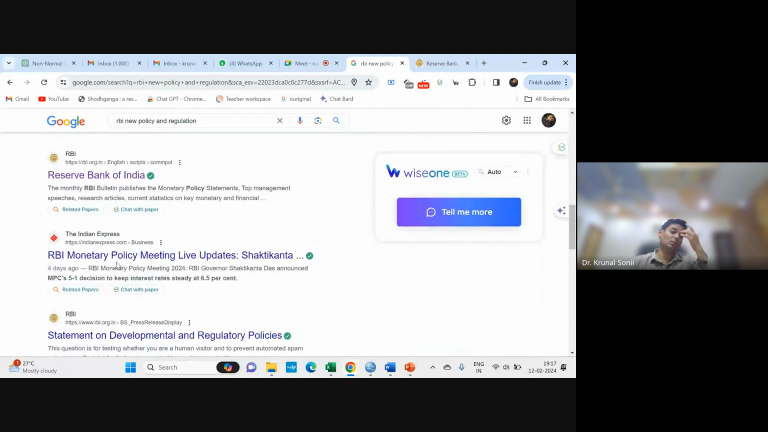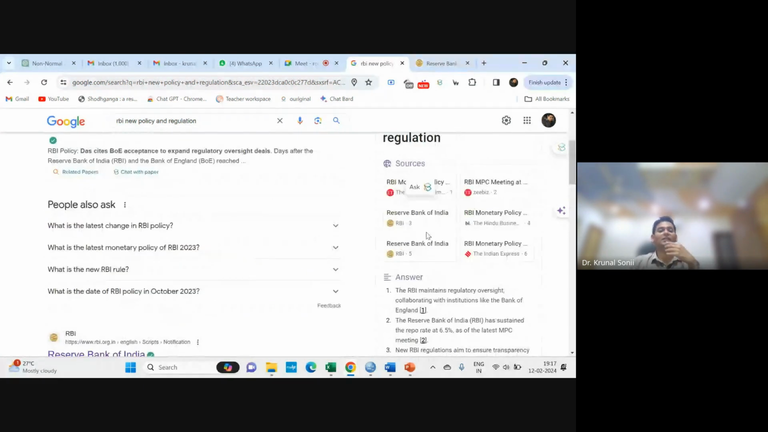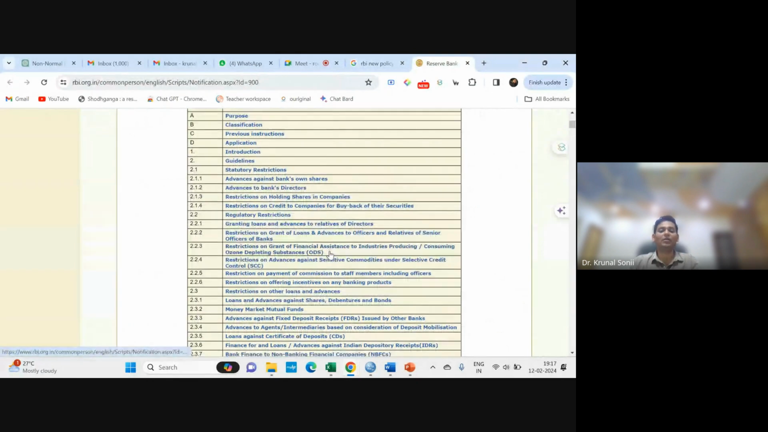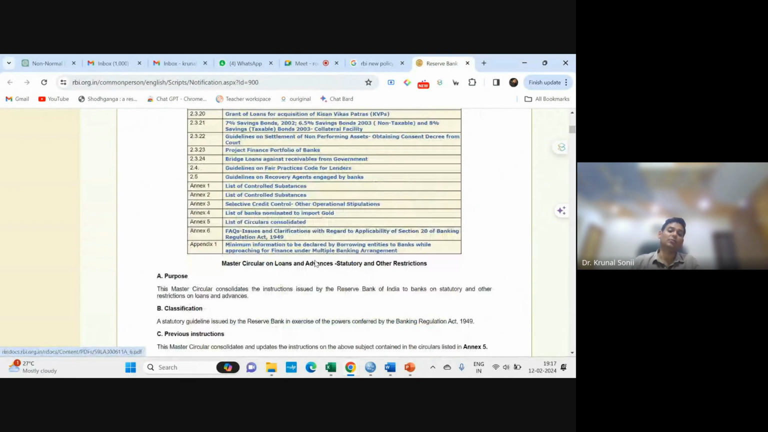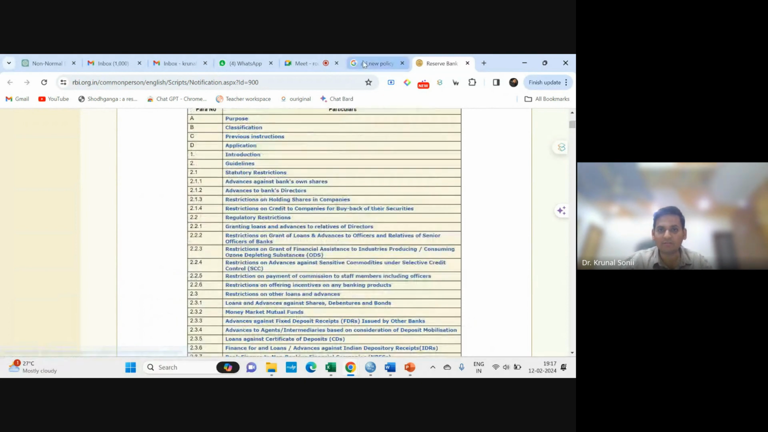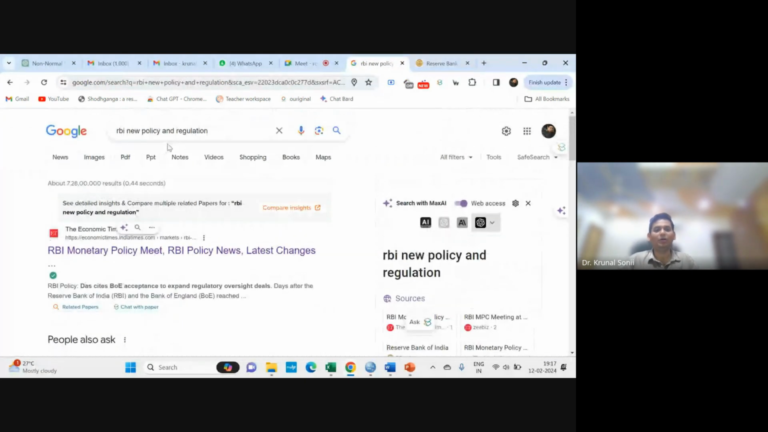Right. So Google makes our work very tedious in today's ICT tool era. But if we have ICT tools like Max AI, they directly bring me to the table of contents for the things I was looking for. So now I have the entire RBI rules and regulations for the monetary policies which I was looking for. I don't have to go for any other resources because my search was very clear: RBI policies and regulations.